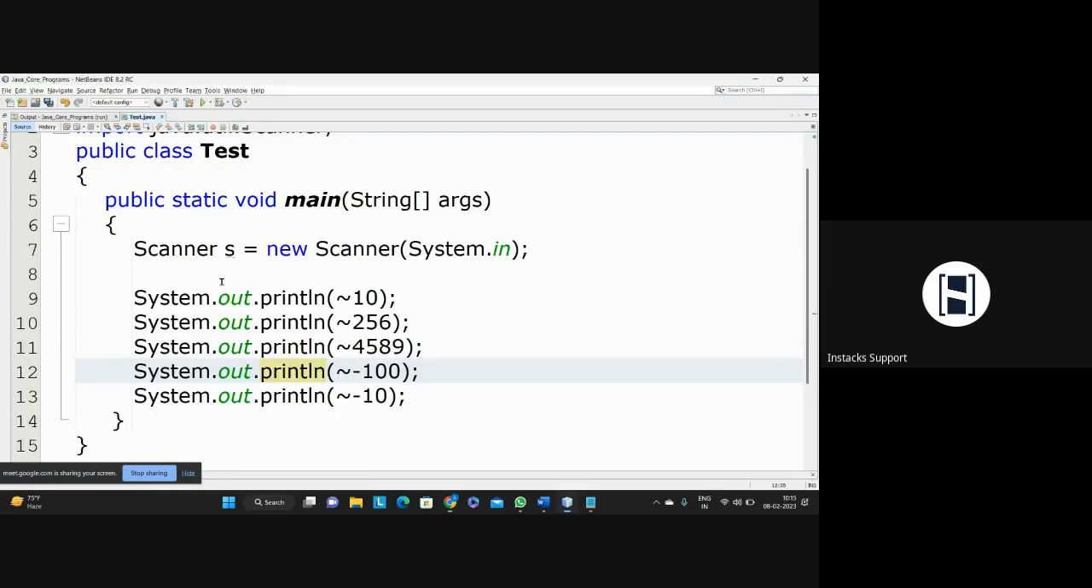So here in our example, this is a positive number, so the result is negative. Again, this is also a positive number, so the result is negative. This is also a positive number, result is negative. Now, what is the given number? 10. So, 10 plus 1, 11 is the result. 256 plus 1, 257. 4589, 4590. This is how the output will be coming. So, if the given number is positive, the result will always be negative, and it is the given number plus 1.